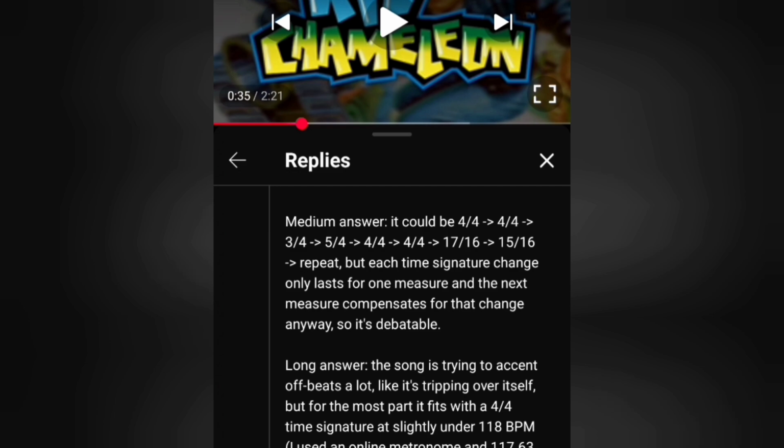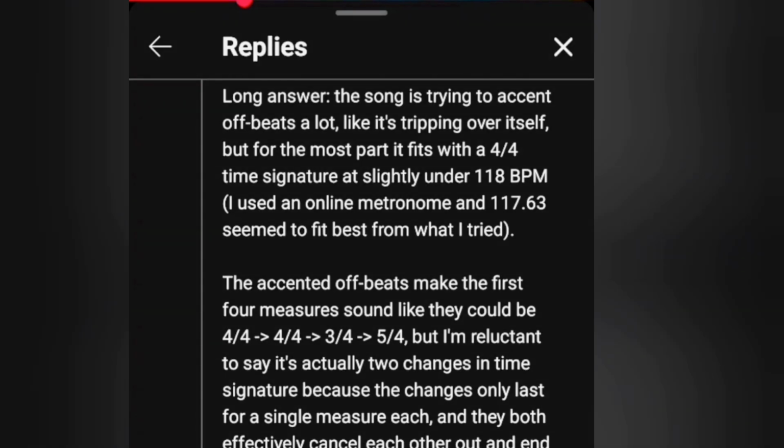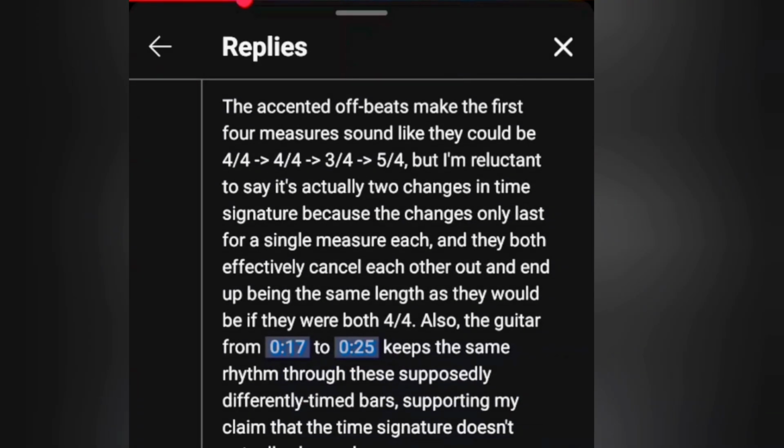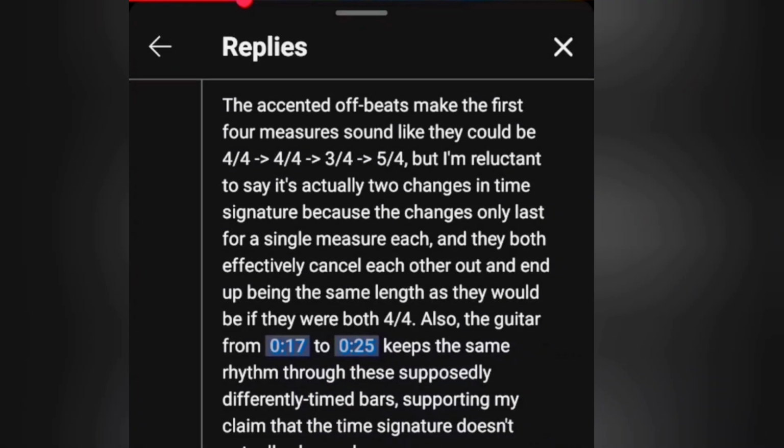Long answer, the song is trying to accent offbeats a lot, like it's tripping over itself, but for the most part it fits with a 4/4 time signature at slightly under 118 beats per minute. I use an online metronome, and 117 and change seem to fit best from what I tried. So the accented offbeats make the first 4 measures sound like they could be 4, 4, 3, and 5.